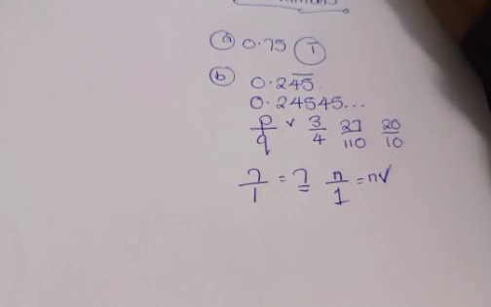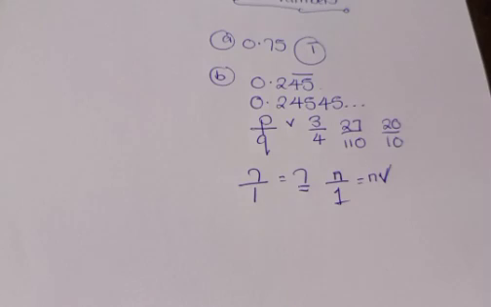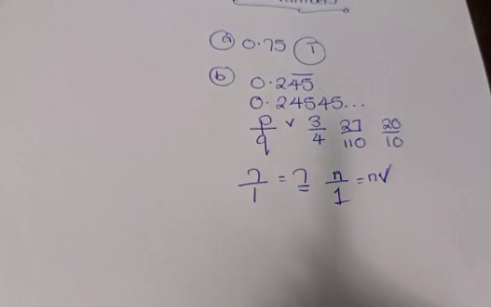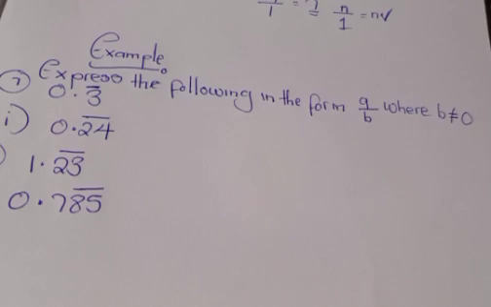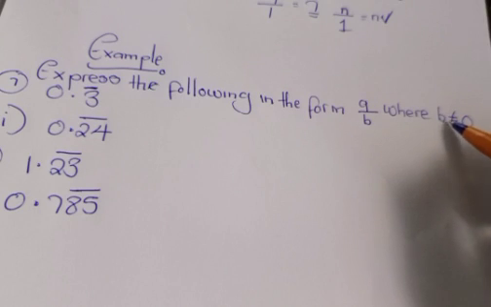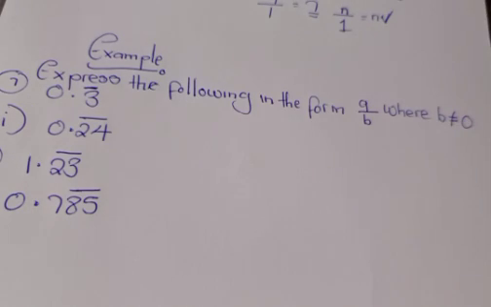So we will solve interesting questions for us to understand further what rational numbers are and how they can be expressed in the form of P over Q. Watch closely how we will solve the following examples. Express the following in the form A over B, where B is not equal to 0. The reason why we say B should not be equal to 0 is because the expression will be undefined.